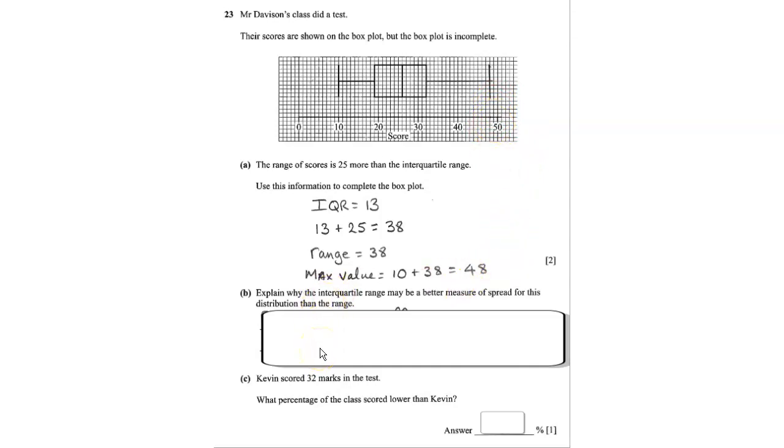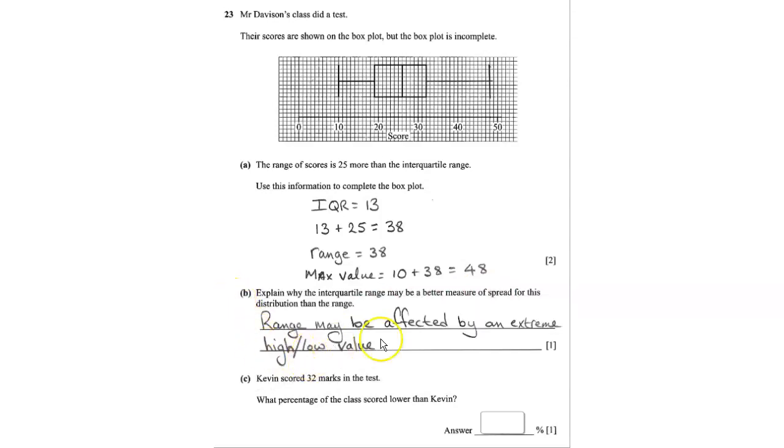It says explain why the interquartile range may be a better measure of spread for this distribution than the range. The range may be affected by an extreme high or low value. This one is more contained, the median. Whereas if you had an extreme value, this whisker could go on and on, and it wouldn't be accurate for the whole data. So the actual interquartile range would be more reliable.